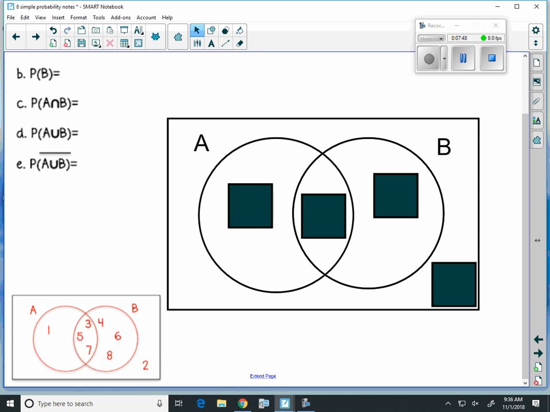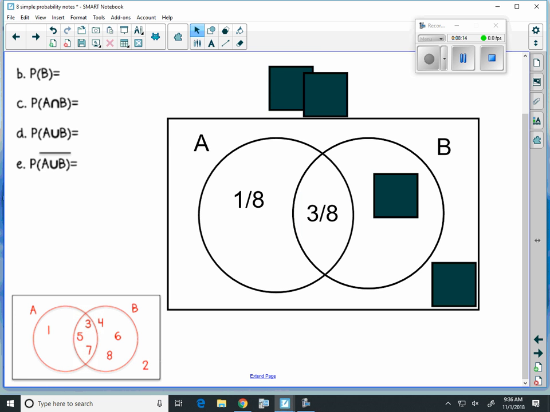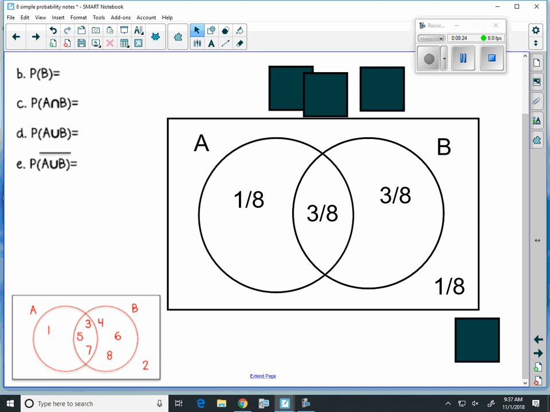Oh wait, I was wrong. They only wanted 1. I forgot. Okay, so the probability is only section A. Think of it kind of like the moon. Don't include this guy. So that would be 1 out of 8. Now, if we talk about the center section, how many numbers are in here? 3. So that probability is 3 out of 8. How many are only in B, not including this guy? 3. And what about our outside? 1 out of 8.